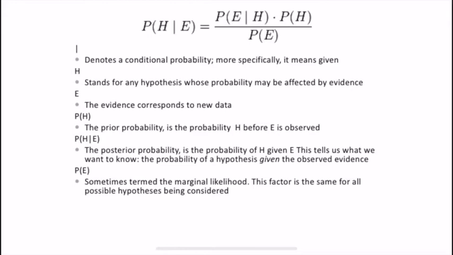And you'll see it written as A and B. You see it written as B and E and other things when you look at Bayes' theorem. The H stands for any hypothesis whose probability may be affected by evidence or an experiment. So you can think of the E as evidence as well. E is the evidence that corresponds to new data, right?